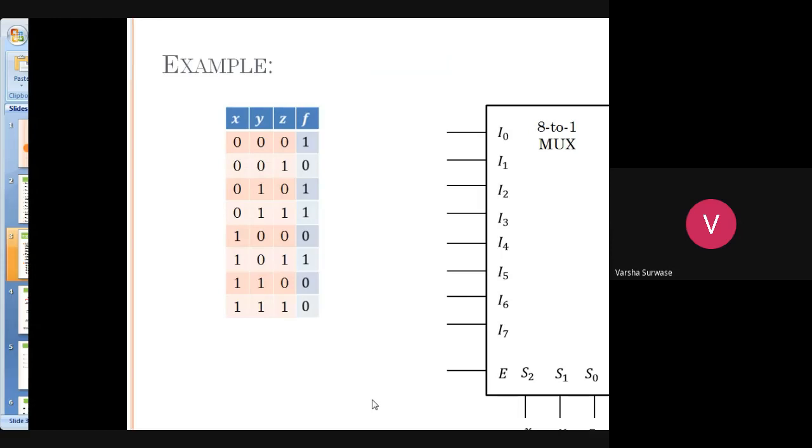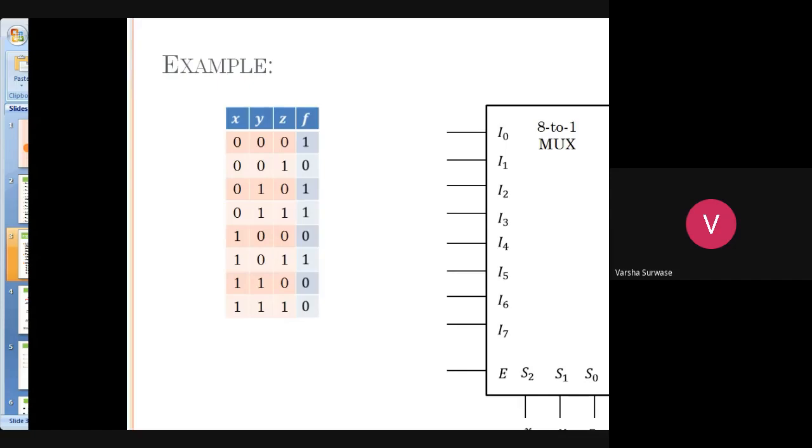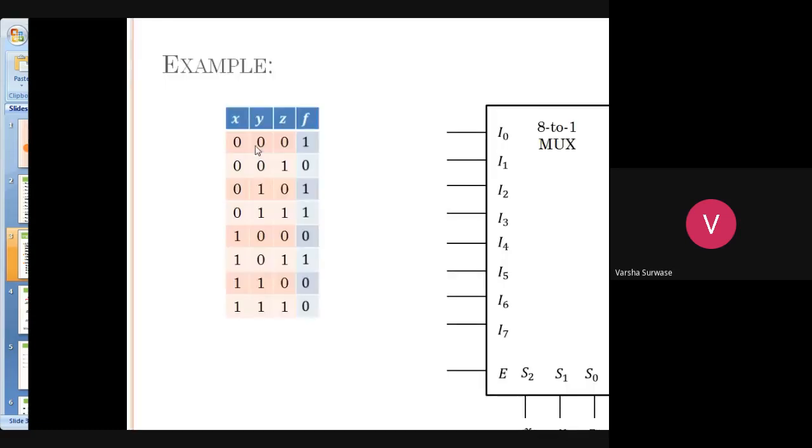For example, suppose the inputs are x, y, z. These are the possible inputs 000, 001, 010. When there are 3 bits, it will count from 0 to 7 only. So when it counts from 0 to 7, whatever input is there, you will get that at the output.